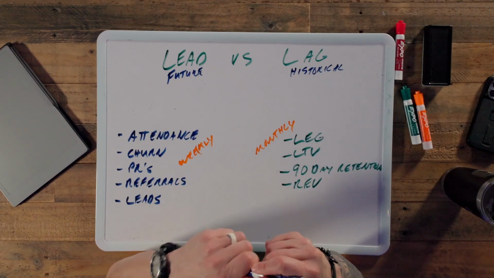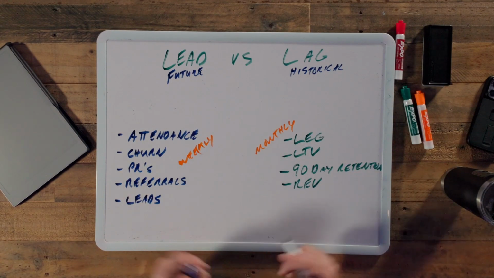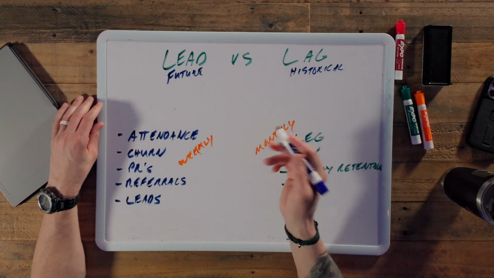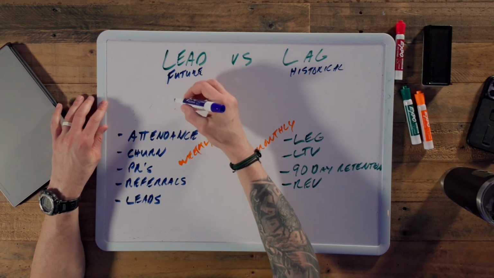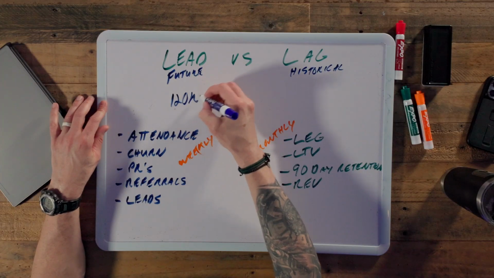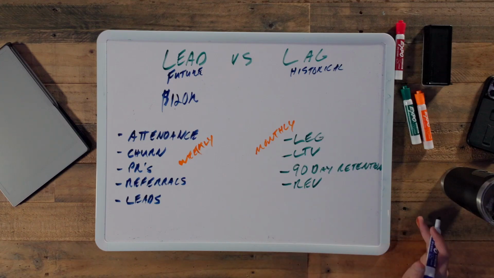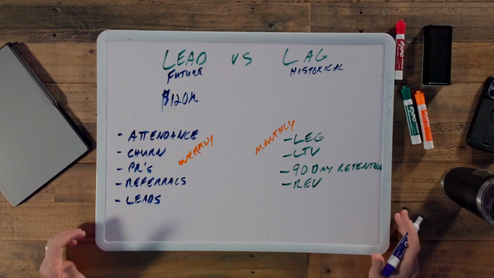If I'm looking at a gym, and let's just use revenue. So revenue is over here, and it's currently in a lag metric position. If I tell you that last year, the previous fiscal year, this gym did 120K in revenue, okay? That is now a lag metric, meaning they made on average $10,000 a month over the course of 12 months, assuming they're on a monthly billing cycle.